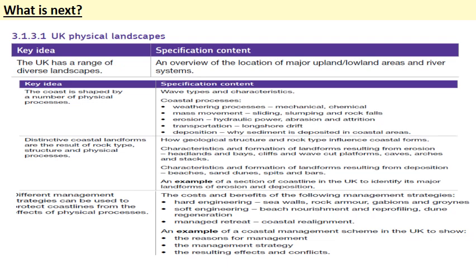You will then identify this to a case study within the UK and furthermore look at how we can then manage the coastline through hard and soft engineering, managed retreat and again link back to a UK case study. All of these ideas will be familiar to you from Key Stage 3, but obviously we will go into a lot more depth.